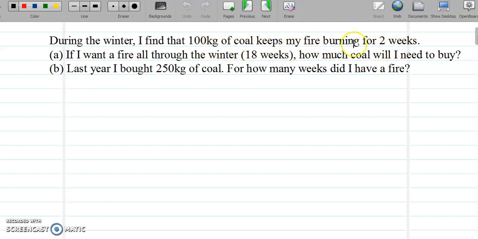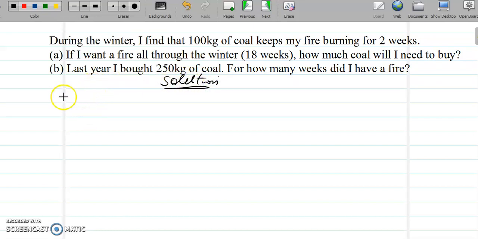100 kg keeps my house burning for 2 weeks. If I want a fire all through the winter, and the winter is 18 weeks, how much coal will I need to buy?